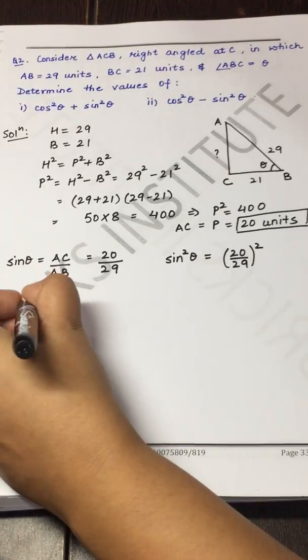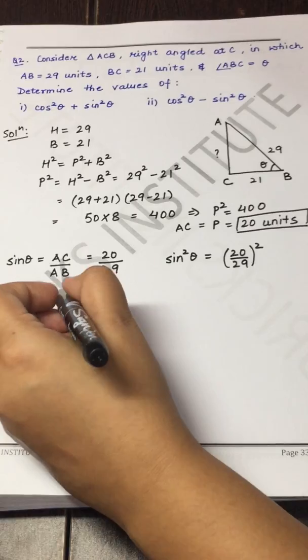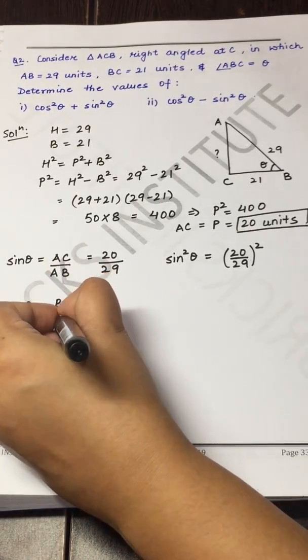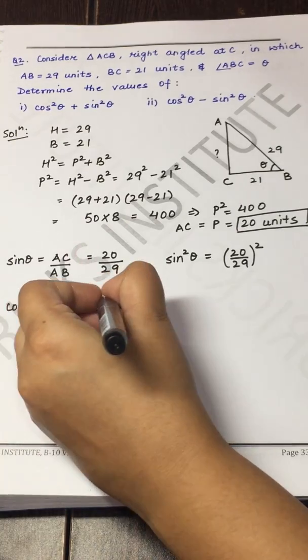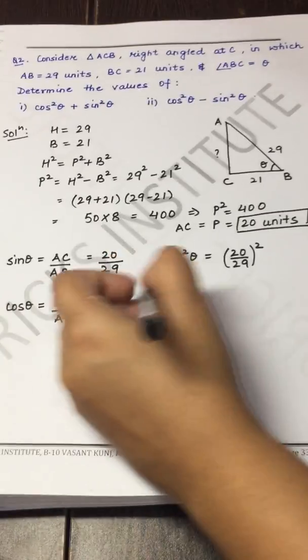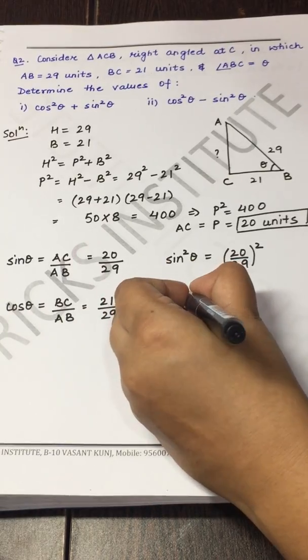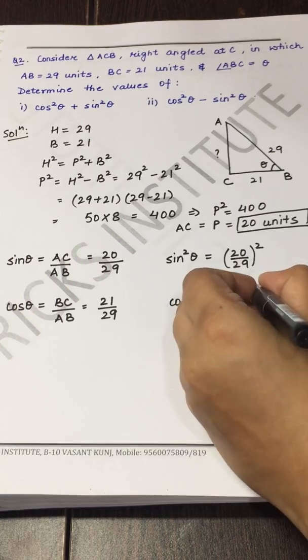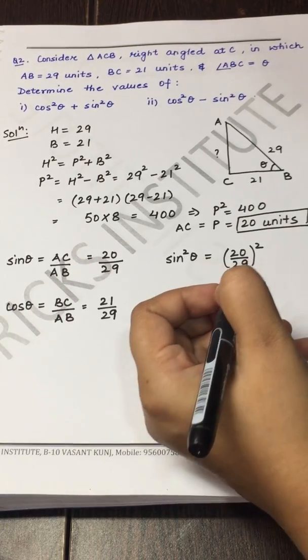Cos theta is equal to base upon hypotenuse. So base is BC upon hypotenuse is AB. So base is 21 upon 29. So we'll get cos square theta as 21 upon 29 whole square.